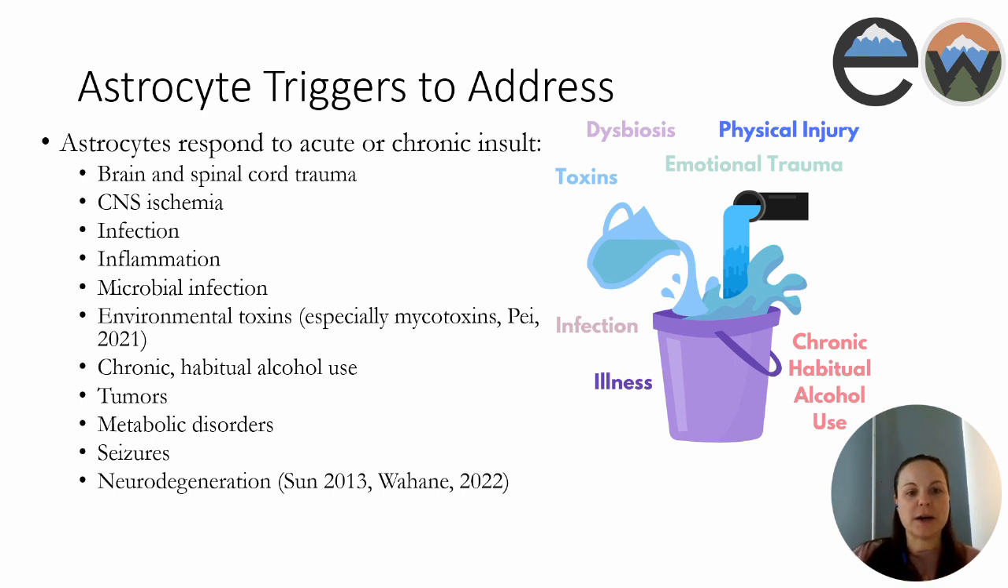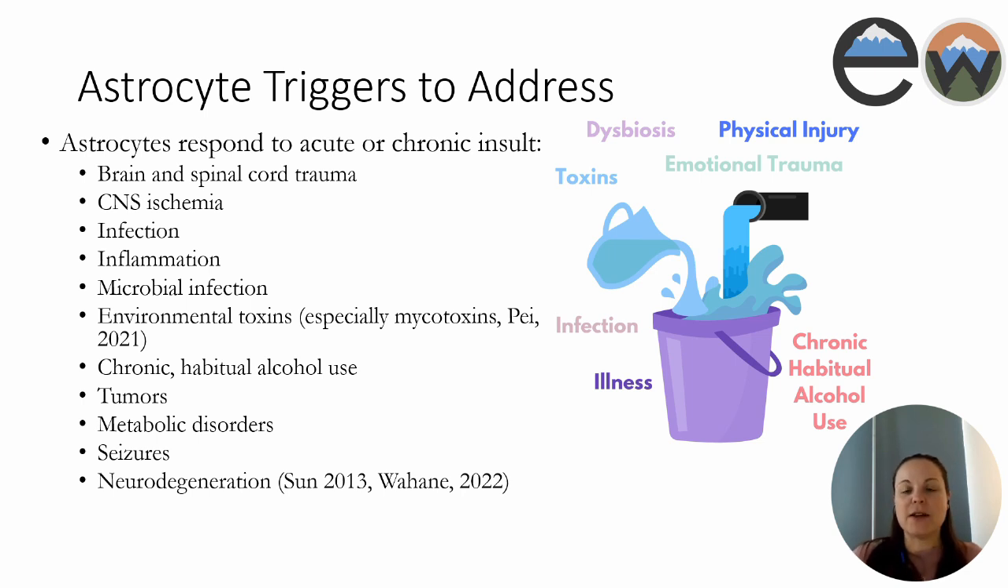Tumors, metabolic disorders, seizures, and neurodegeneration, that's a little bit of that chicken or the egg question with those things, because we know that astrocytes can get caught in that cycle again that causes seizure activity in themselves, and seizure activity can cause astrocyte dysfunction. So just to understand that astrocytes should be a conversation if there is seizure-like activity, right?